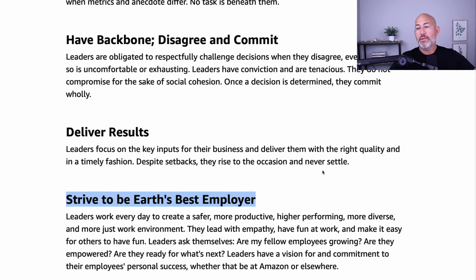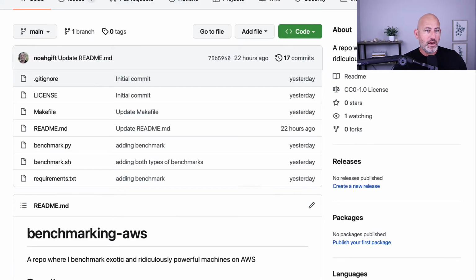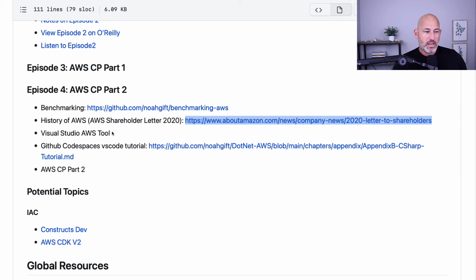Anyway, to make a long story short, I really like these leadership principles. I think they're great. And so I'm going to put these into the chapter and talk about some of this material. Okay, next up, the other thing I want to talk about is the Visual Studio AWS tool.